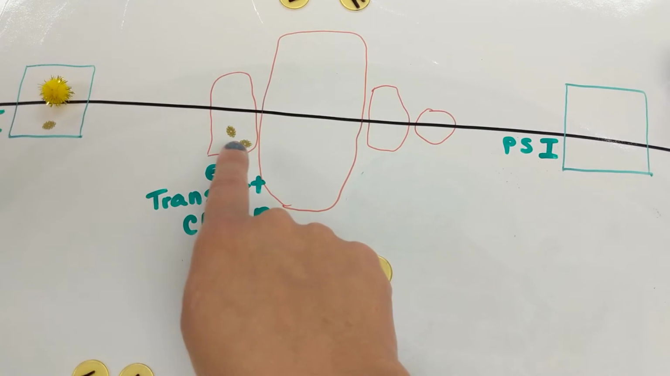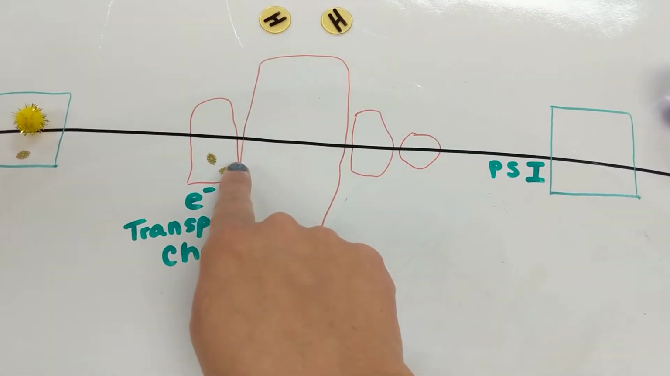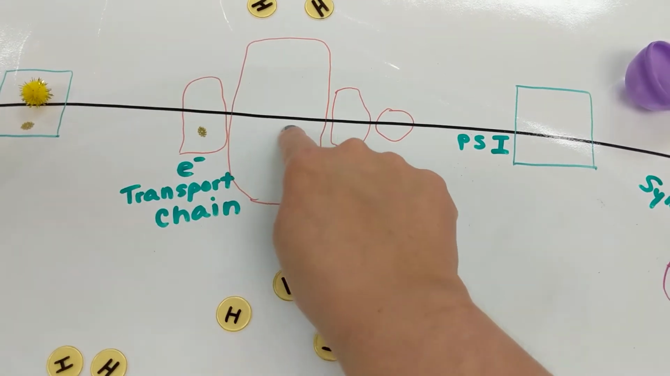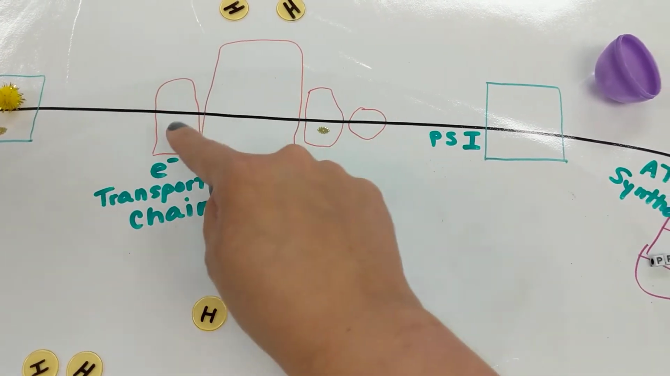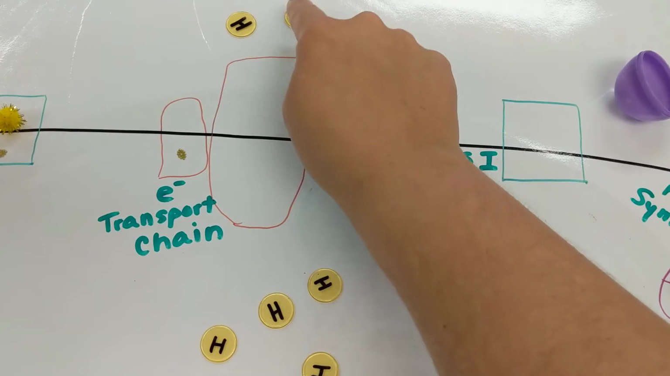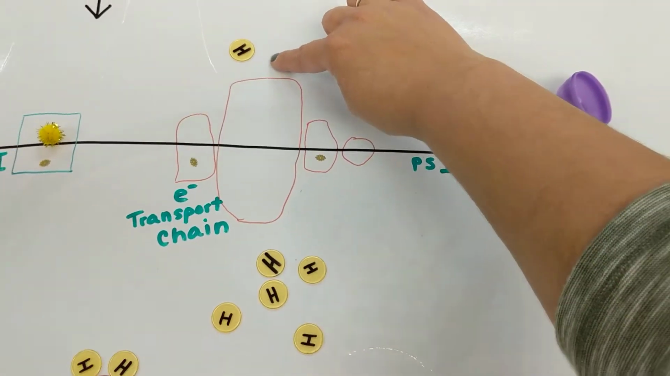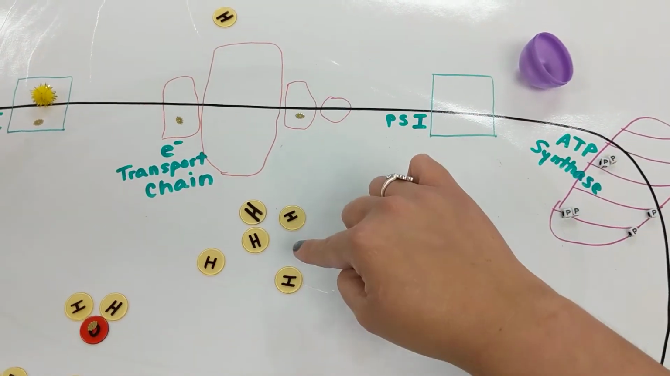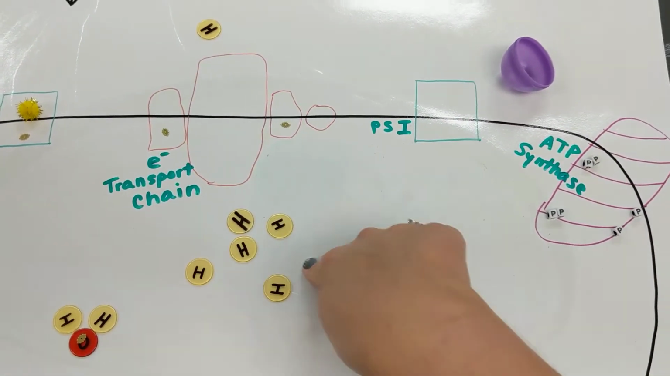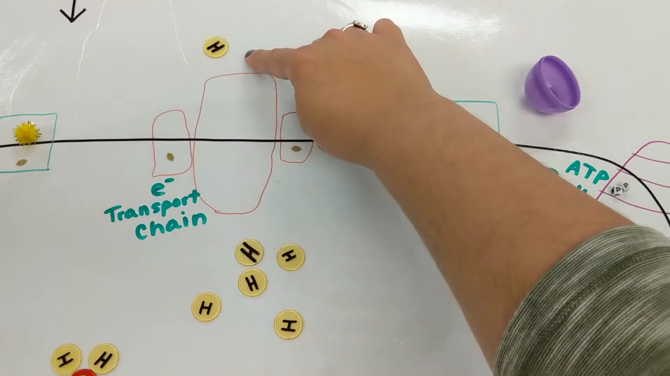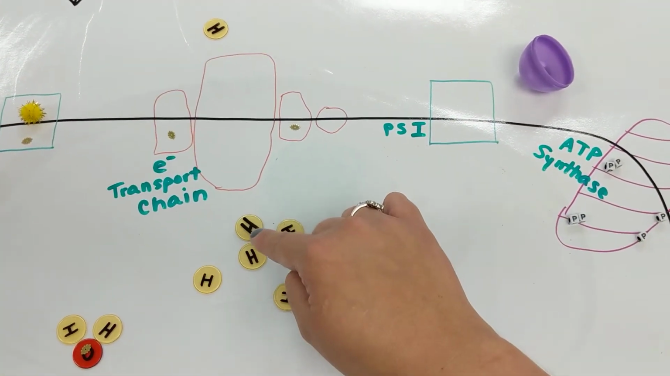Okay, now let's follow our electrons. So here we have our high energy electrons. They are going to move through these electron transport chains, and as they're moving through here, we can use their energy to pump the hydrogen ions into the thylakoid. Notice that this is a low concentration and this is a high concentration. So this would be active transport. It's going to take energy to force that hydrogen ion to move against its concentration gradient.